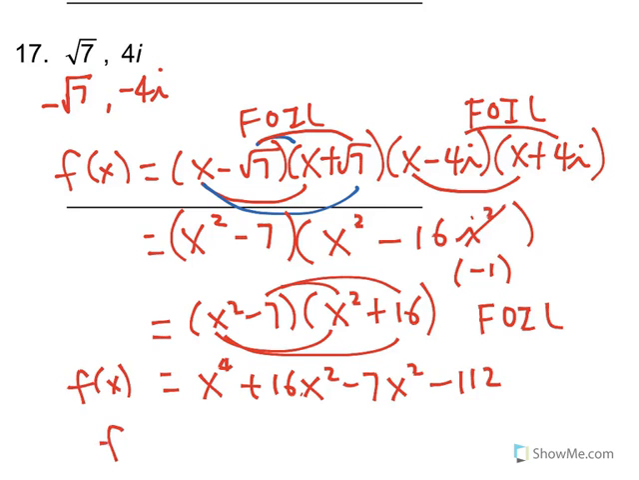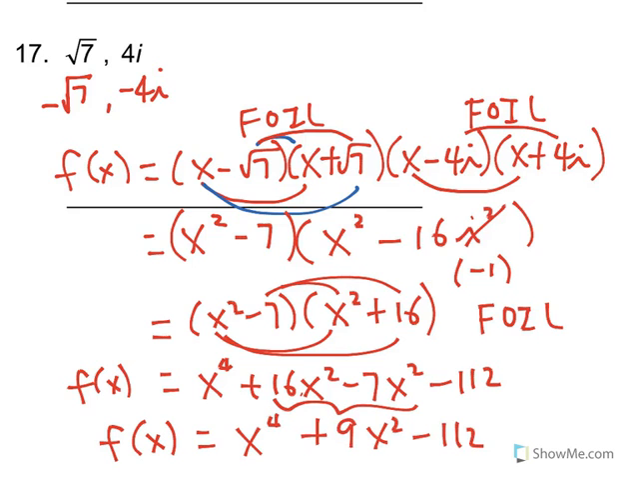And we're going to rewrite the final function, combining the middle terms. We have x to the 4th plus 9x squared minus 112. And that is the entire function written in the simplest form in standard form. Okay, and that's the end of the problem.